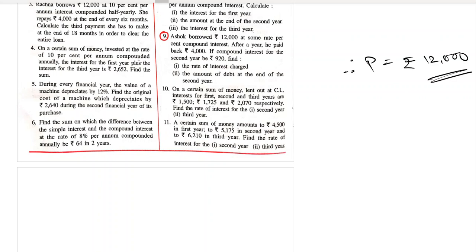Ashok borrowed rupees 12,000 at some rate percent compound interest, and after a year he paid back rupees 4,000. So for the first year he might have also paid some interest. From the amount, he paid back rupees 4,000, and the remaining would have become the principal for the second year, and then the compound interest for the second year is 920. So we can find the rate.